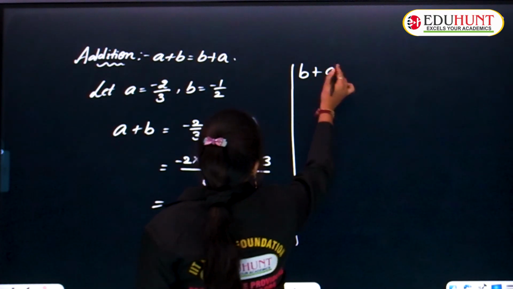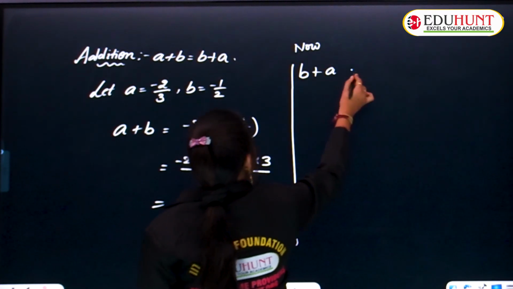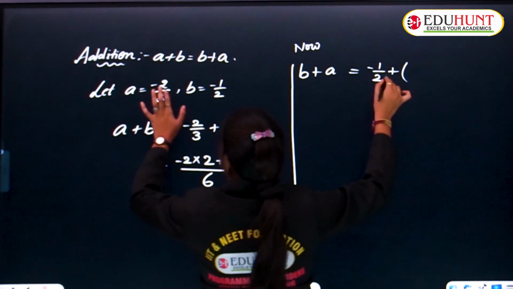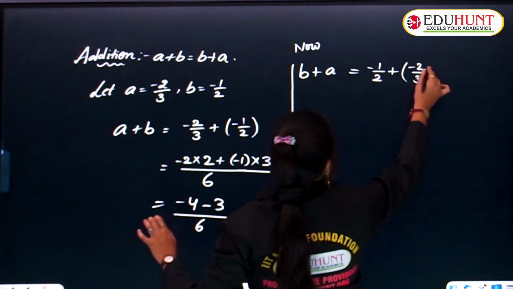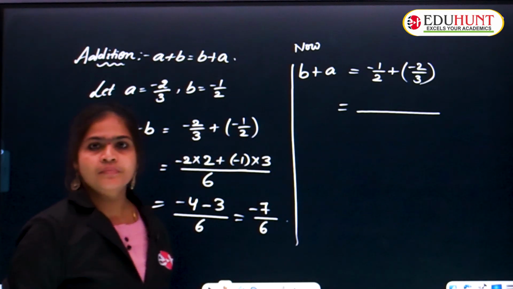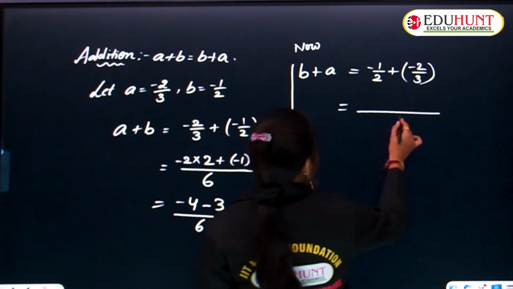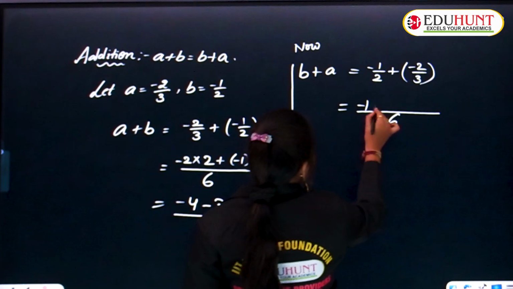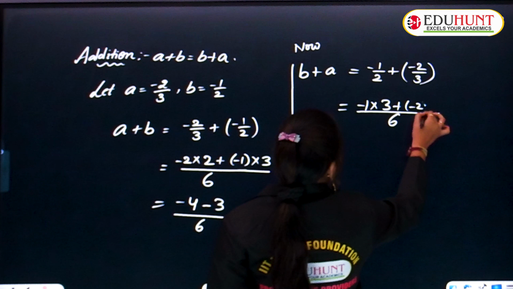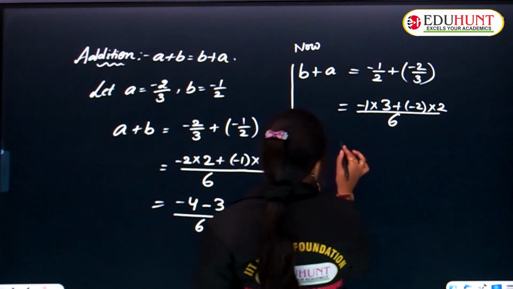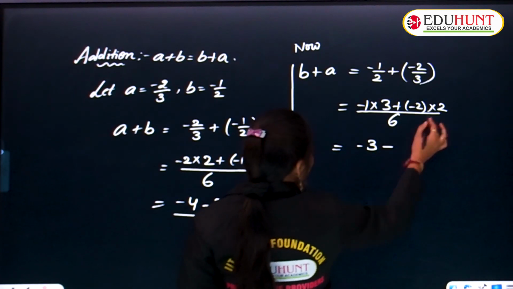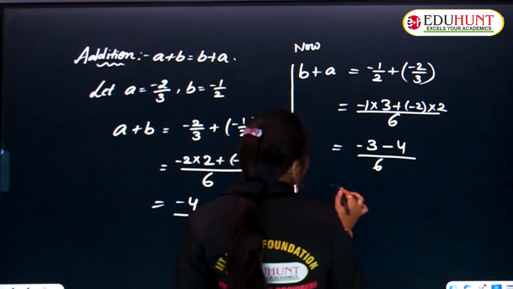Now what is on the right hand side, ma? b plus a. Now b plus a is equal to b, minus 1 by 2, plus a, minus 2 by 3. Okay. Now again, what is the LCM of 2 and 3 here? The LCM of 2 and 3 is 6. And here minus 1 into 2 into 3 is 6, plus minus 2 into 3 into 2 is 6. Minus 3, plus into minus is minus, 2 2's are 4, by 6.